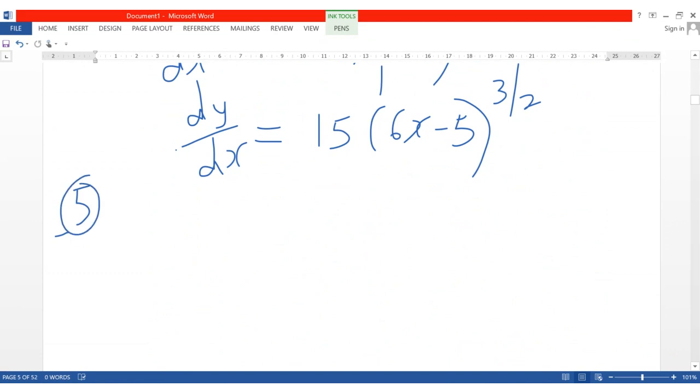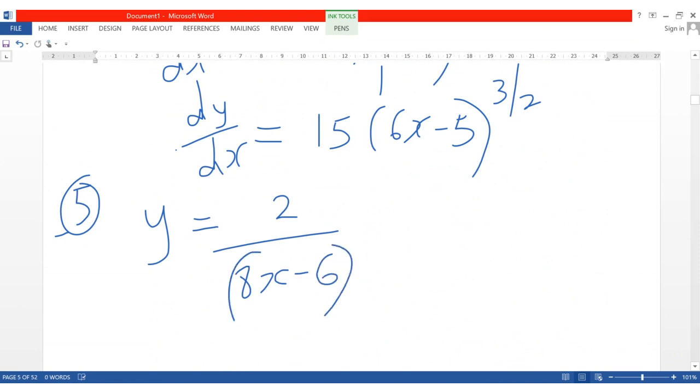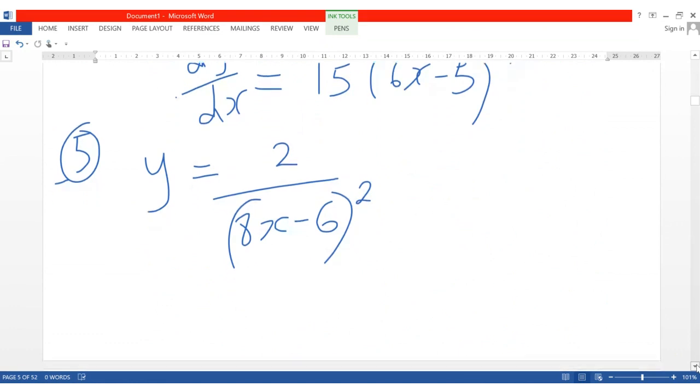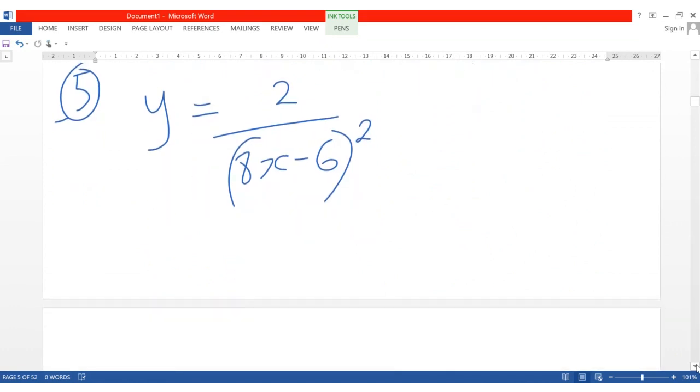Number 5, we have y is equal to 2 all over (8x minus 6) raised to power 2. That one there. This is a typical example of the power rule, and I'll demonstrate it for you. Again, 2 is a constant, the one on the numerator is a constant. So we are concerned with the function in brackets. That's what I'll concentrate on.